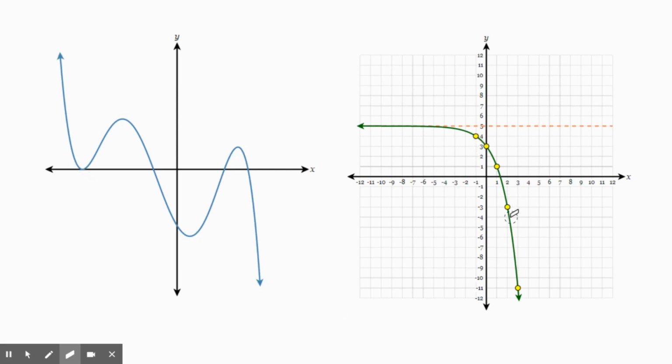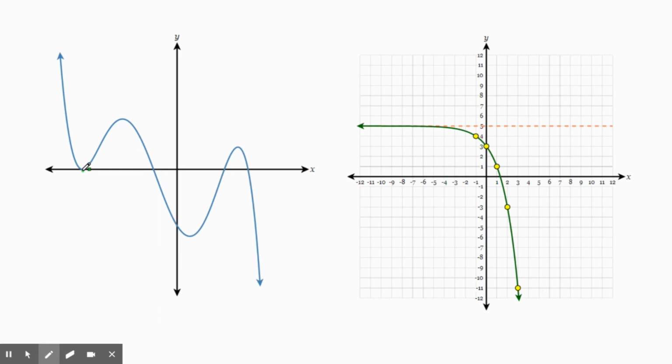The graph on the right has no relative minimum. It continues on to negative infinity. And it really does not have a maximum either. It approaches this line, this dotted line, which is called an asymptote. Asymptotes can be found with exponential functions and not linear functions.